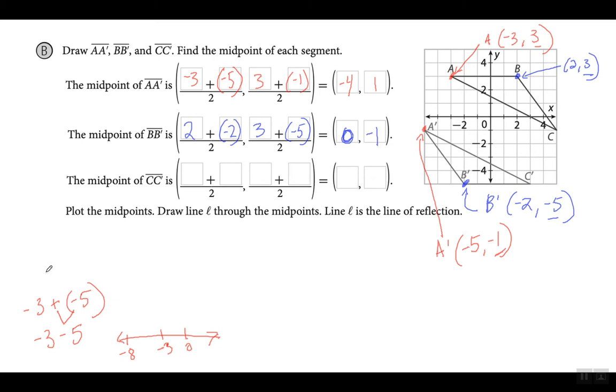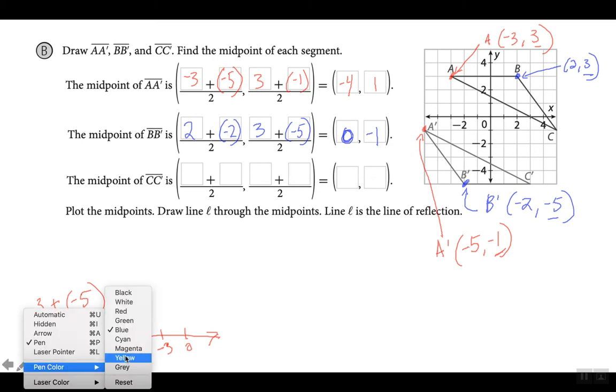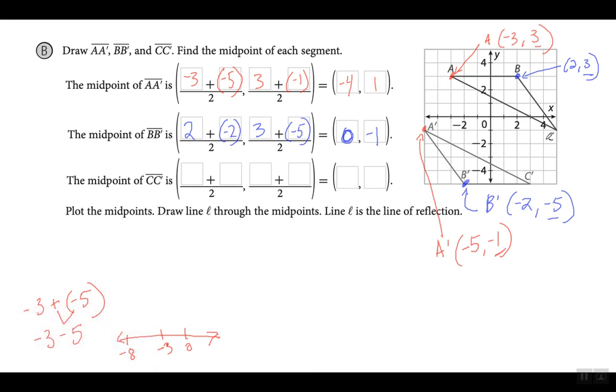Last one. We've got to find the midpoint of C prime. C is over here, and the coordinates are +5, -1. And C prime is right here, and the coordinates are +3, -5. First I add the x coordinates of C and C prime. So up here I'm going to put 5 plus 3. 5 plus 3 is 8. 8 divided by 2 is 4.